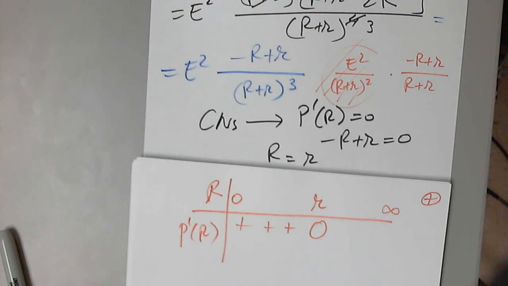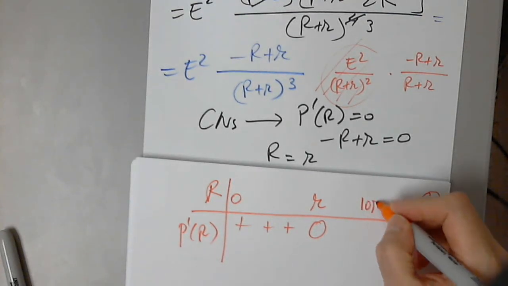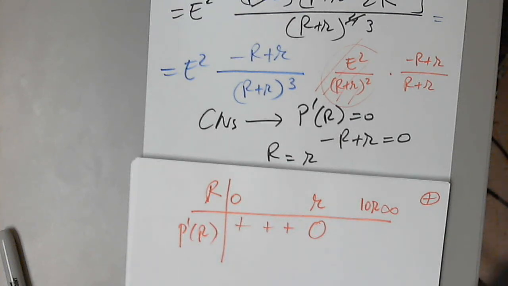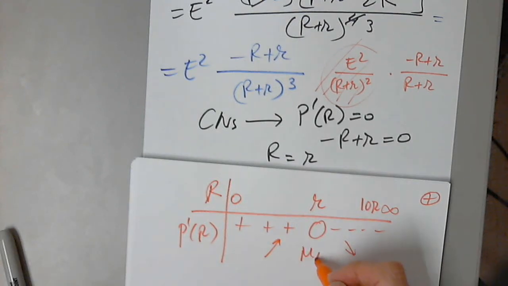Now let's see what happens to the right of r. Like R is 10R. That's a number to the right-hand side of r. So plugging 10R, the top is negative, the bottom is positive, so beyond the critical number the derivative is negative. This is absolutely typical for a max. The first derivative is positive before the critical number and negative after. So this is a typical situation for a max.